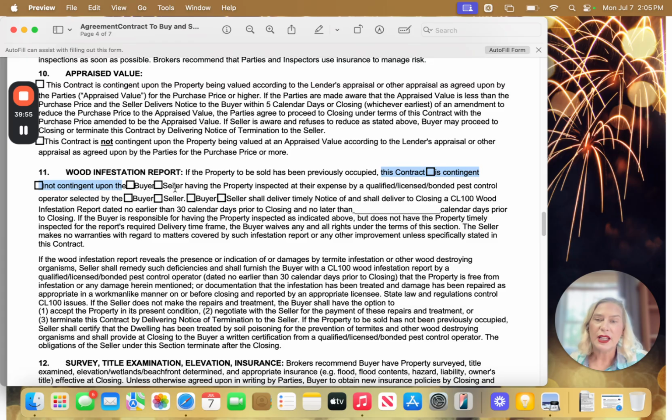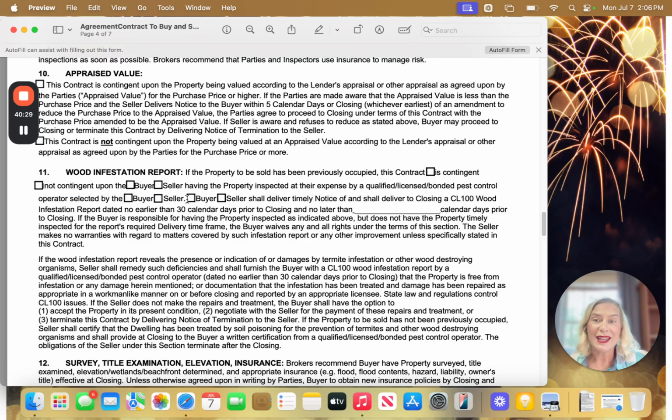Upon the buyer or seller having the property inspected at their expense. Who is paying for it? So the first set of blocks, buyer or seller, who's paying for it? Next block. Okay, well, if that person's paying for it, who is selecting the person doing the CL 100s? Who's picking the company? So contingent, not contingent. Who is paying for it? And then who's selecting the company? Typically, whoever pays for it is who is selecting it, but that is totally your guys' call, your client's call.